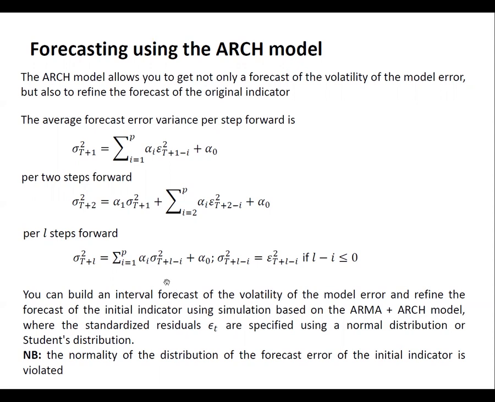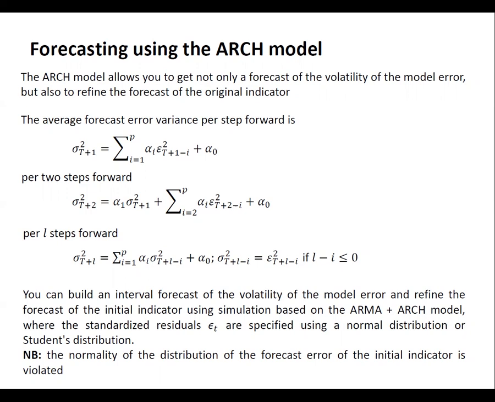But if you want to get an interval forecast of the model error variance and refine the forecast of the initial indicator by including the Arch effect in the model, then you need to do simulation based on the ARMA plus Arch model. No other way. Here the formulas definitely do not exist. Here only Monte Carlo simulation works.